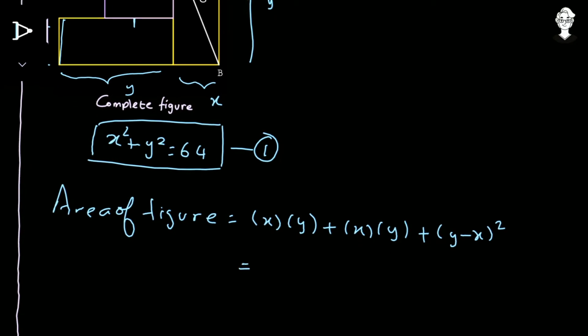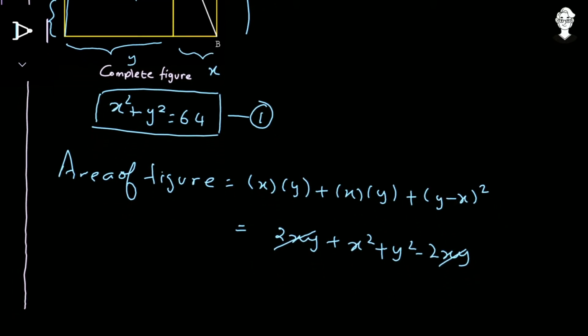So here we have 2 times xy, and opening this with the identity gives me x square plus y square minus 2 times xy. Let it be clear, yes, minus 2 times xy. Now we can clearly see that plus 2xy minus 2xy got cancelled out. What we get is x square plus y square, and that is the area of this complete figure. So I'm just writing area of this complete figure. So I'm just drawing that figure over here. Yes, area of this complete figure is x square plus y square.